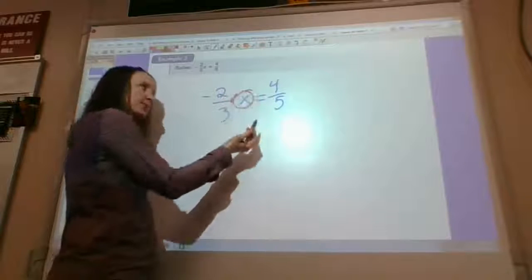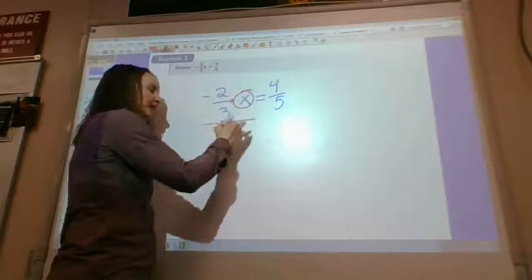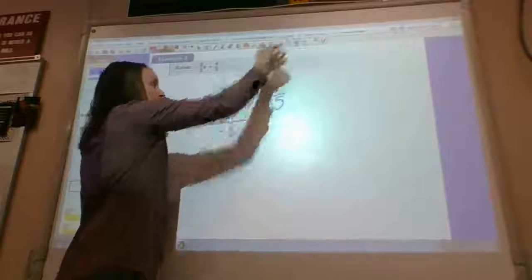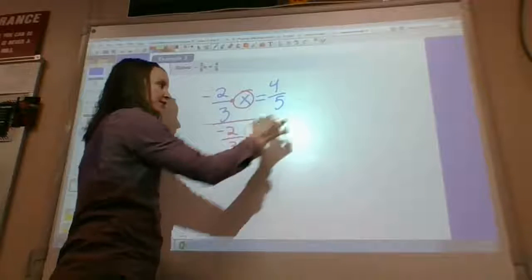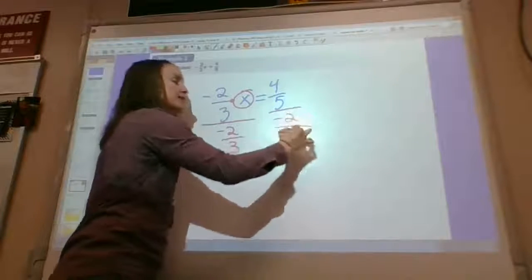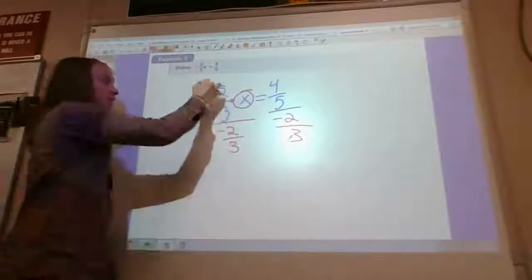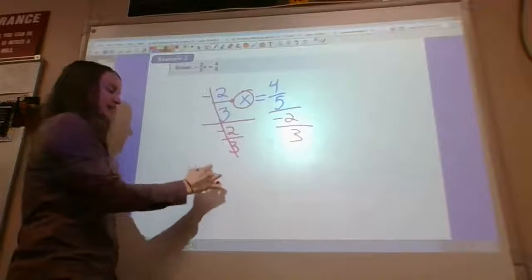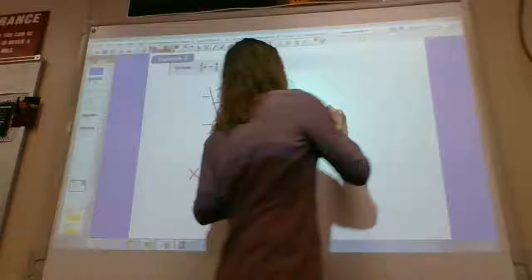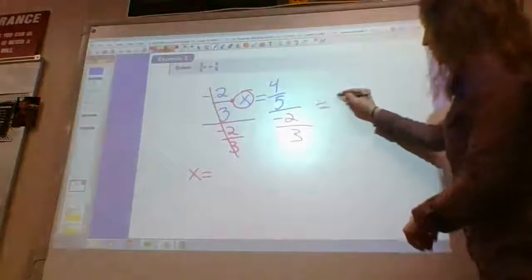So once again, this is a multiplication problem. Opposite of multiplication is division. We're going to divide both sides by negative 2/3. And then when we divide both sides by negative 2/3, this crosses out. So we get x equals a fraction divided by a fraction. We multiply by the reciprocal.